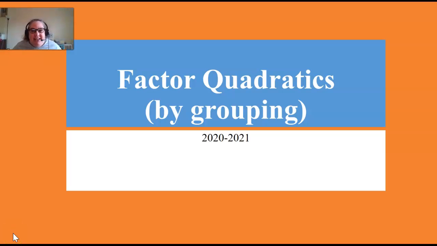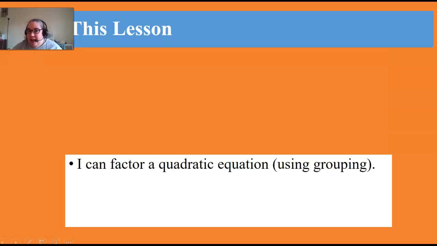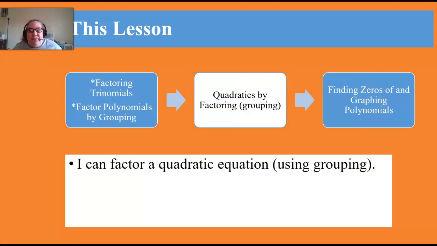This is the screencast for Factor Quadratics by Grouping. In this screencast, you're going to learn how to factor a quadratic expression using grouping. The reason that we learn to factor quadratics, especially by grouping, is so that we can find zeros and graph polynomials.